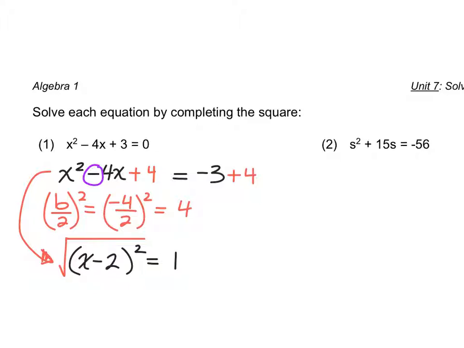Take the square root, yeah. So x minus 2, radical, square root, meaning the same thing in this context. What's the square root of 1? Close. Negative 1. Put it together. Plus or minus 1.